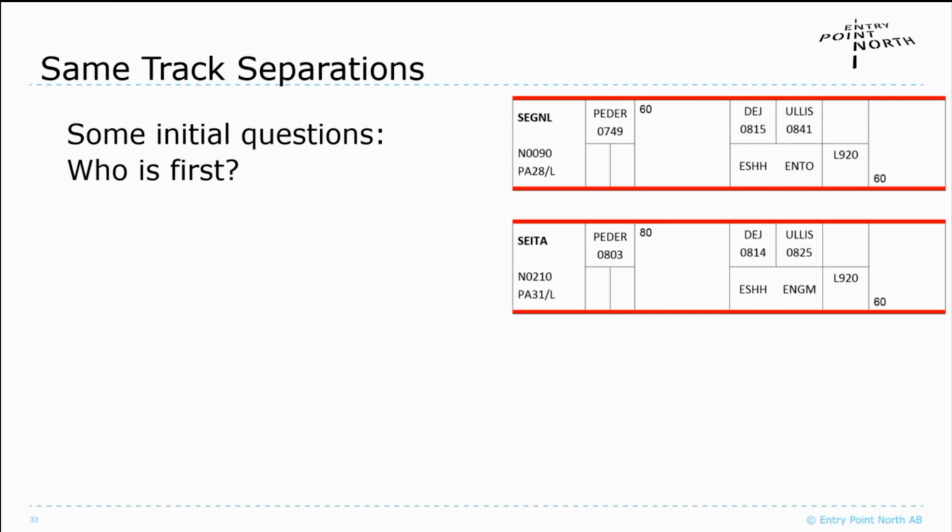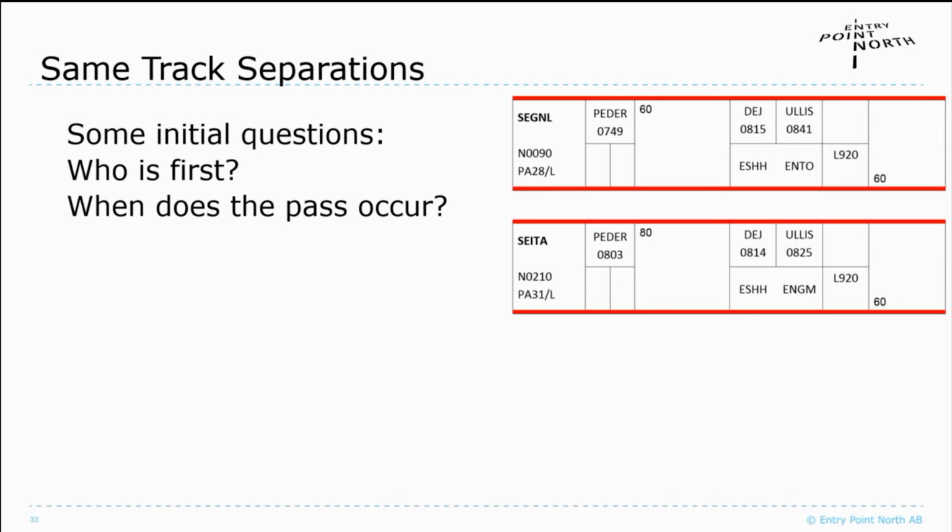Some initial questions that we want to look at: who's actually the first aircraft? We don't know where Sierra Tango Alpha makes the request to flight level 60, so we'll leave this one out yet. But first of all, let's think about who is actually the first aircraft. At Peta, it's actually Sierra November Lima, because Sierra November Lima crosses Peta at time 49, and Sierra Tango Alpha, the faster aircraft, crosses Peta at time 03. Let's look at Dea though. Sierra Tango Alpha crosses Dea at time 14, 1 minute ahead of Sierra November Lima.